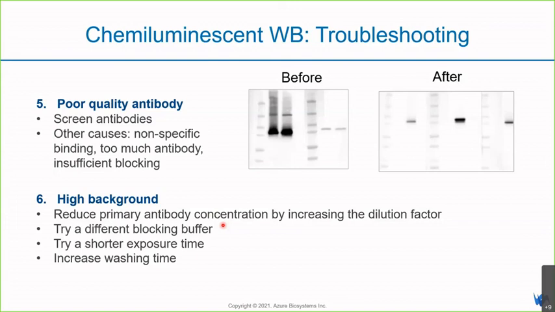And you can also try a different blocking buffer. Let's say BSA doesn't work, try skim milk then, right? Then also try a shorter exposure time when you use either CCD imager or X-ray film, just to get a very good balance between background noise and also the signal, your band signals. And finally, you can also increase the washing time and frequencies to wash out the excessive primary or secondary antibodies.